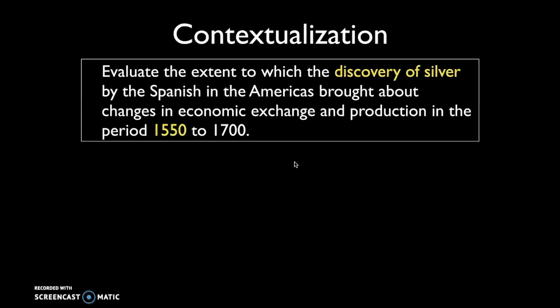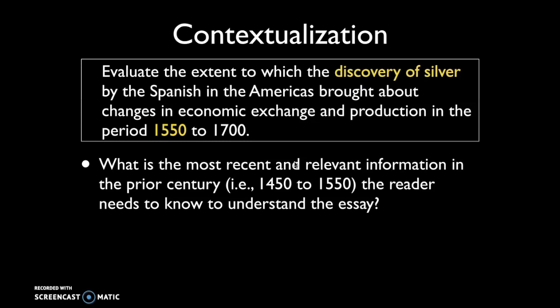In this case, for me, the critical details that will help derive my contextualization are the date 1550, so the beginning of the period, because it tells me I need to write about the events immediately preceding 1550. And also in this case, it mentions the discovery of silver. Question: what is the most recent and relevant information in that prior century, in this case 1450 to 1550, the reader needs to know to understand the essay? You don't want to go too far back. You want to stick to that period immediately preceding the date that's first referenced in the prompt.